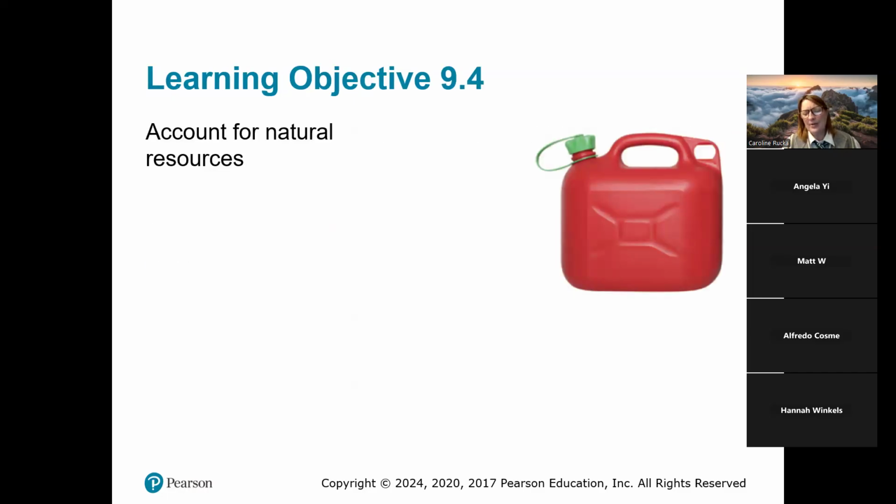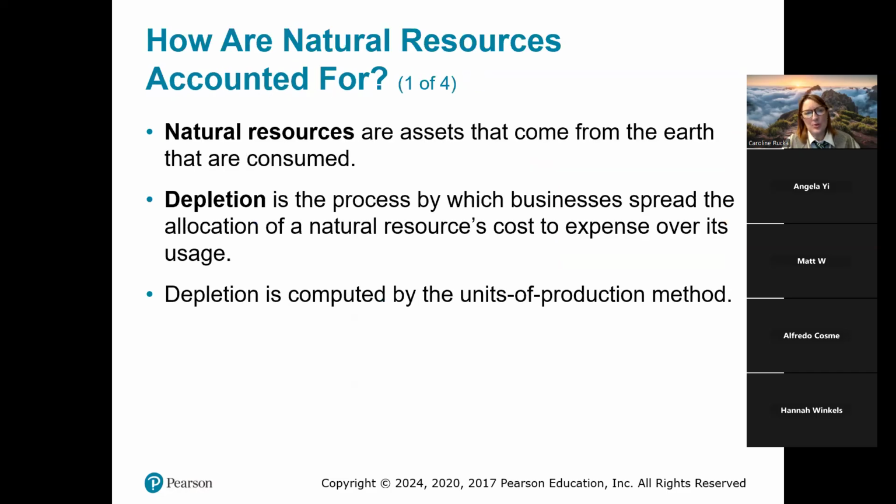Last, we're going to talk about accounting for natural resources. Okay. Those are things that come from the earth and that are consumed. They have a finite life. We don't call that depreciation. In this case, we call it depletion. So if you have a coal mine or an oil well, there's only a finite amount of coal or oil there. So we need to record how it is depleted over time.